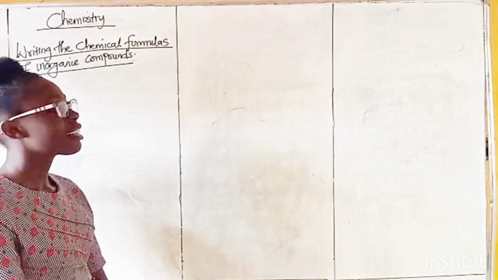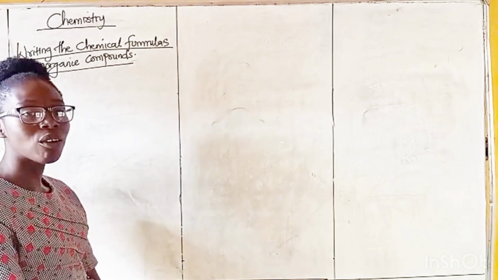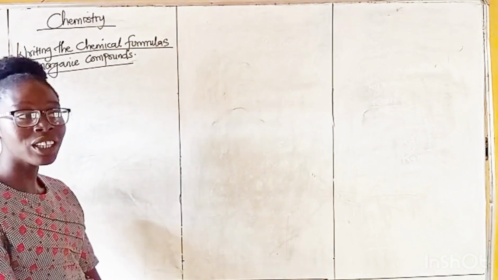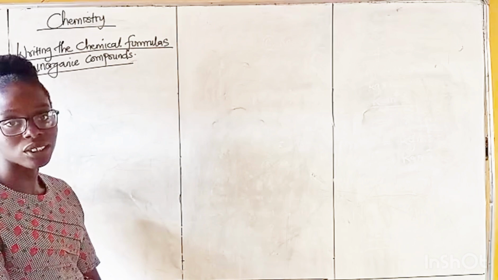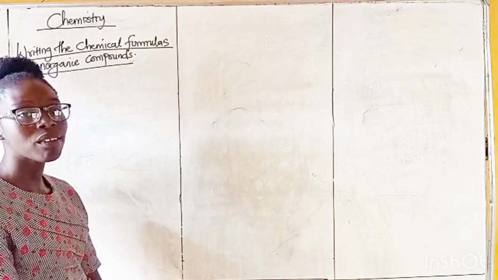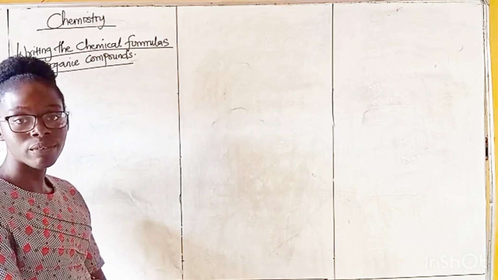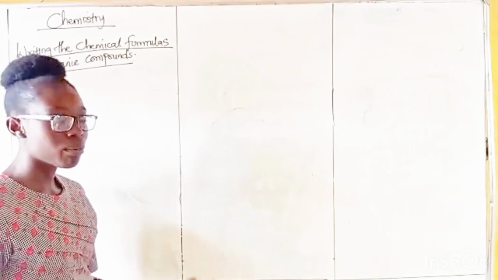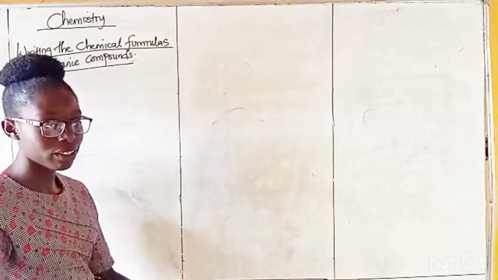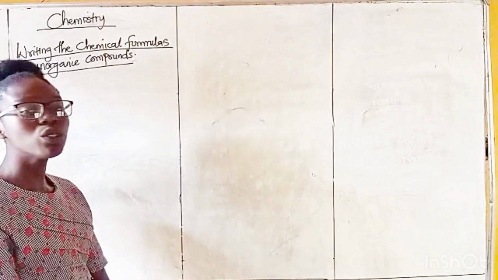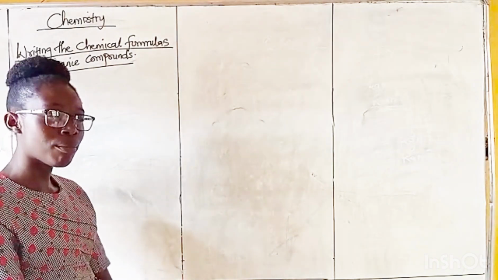Okay, and then for you to write the chemical formula of inorganic compounds, you need to understand the concept of valency. What is valency? Valency is actually the combining power of an element. When elements react, they exchange valencies. So how would you know the valency of elements without cramming?